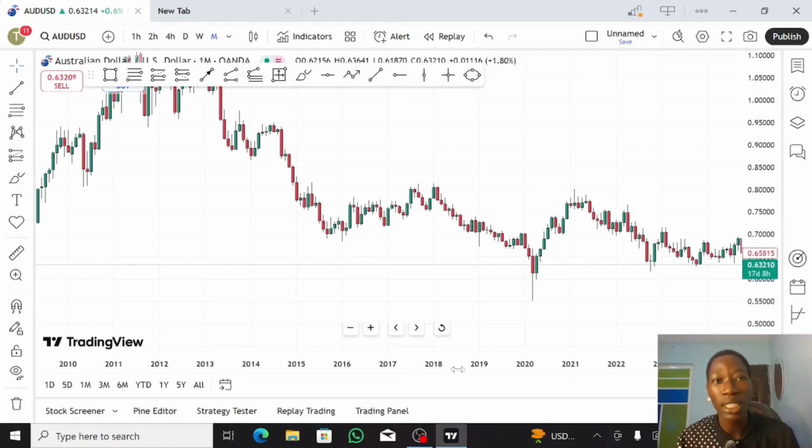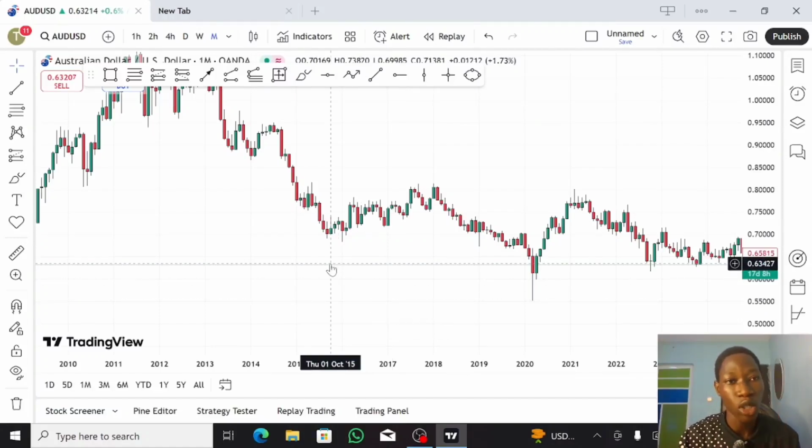Hello guys, welcome inside of my screen. I don't want to waste your time. Let us go straight to business. Now, this is AUDUSD, and I'm going to be doing a top-down analysis right from the higher time frame, which is the monthly time frame, down to the lowest time frame. Right now, the time frame which I personally use in entering my trade is the 4 hours time frame. So I'm more into swing trading than day trading.